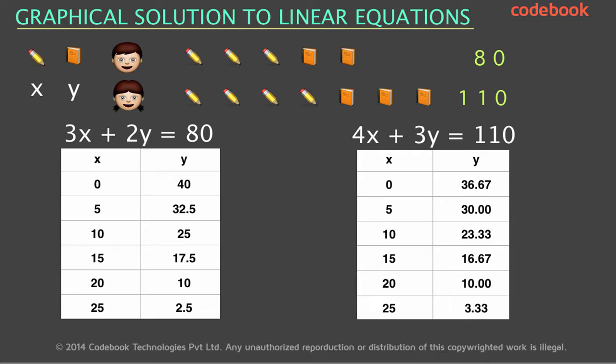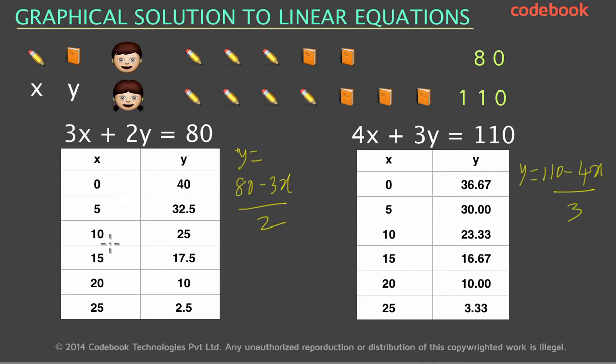So first we will begin with the equations, which are 3x plus 2y equal to 80 and 4x plus 3y is equal to 110, as you have seen previously. Then we start putting some values for x, and then we'll calculate the corresponding values for y in both the cases. So these will be our points on the straight line that we are going to plot. The same equation here can be expressed as y is equal to (80 minus 3x) by 2, and this equation can be written as (110 minus 4x) by 3. So that is your y.